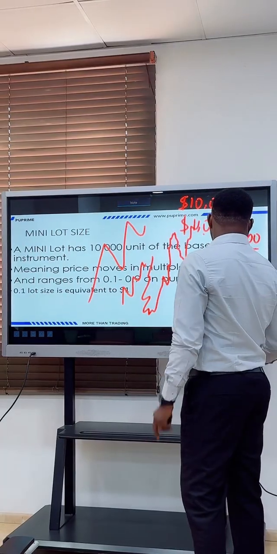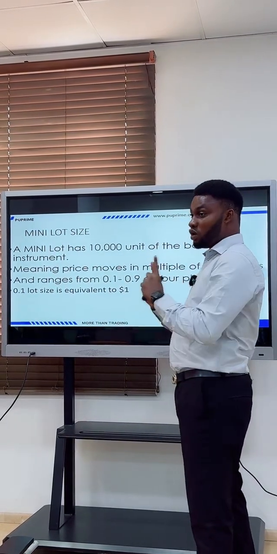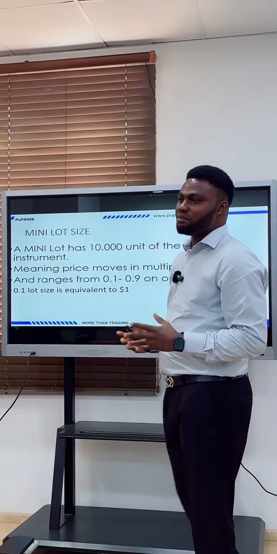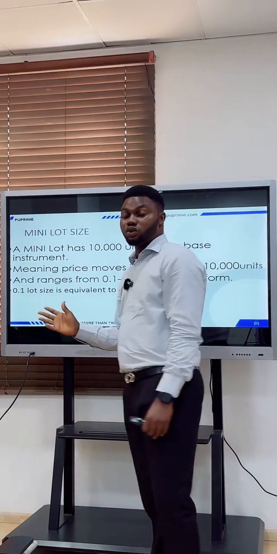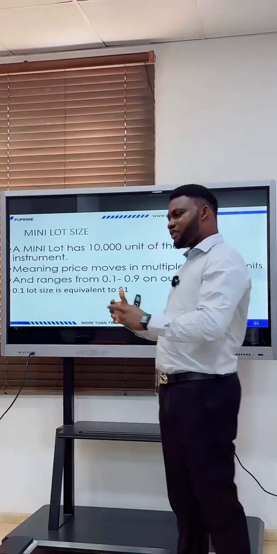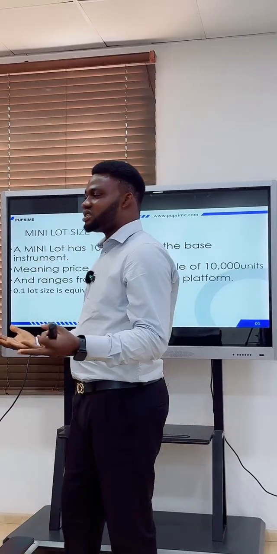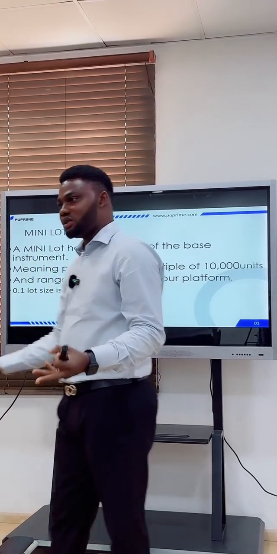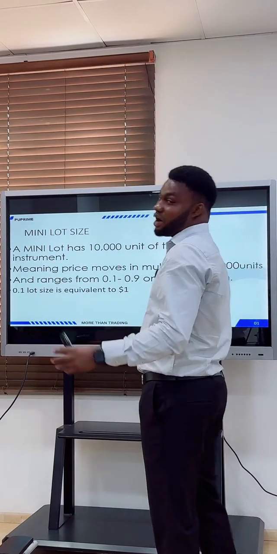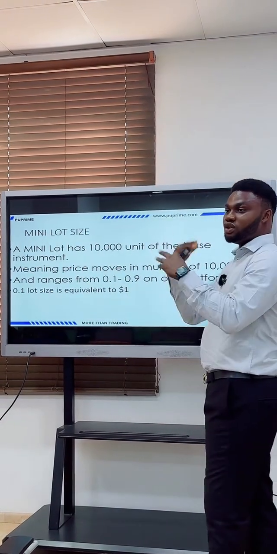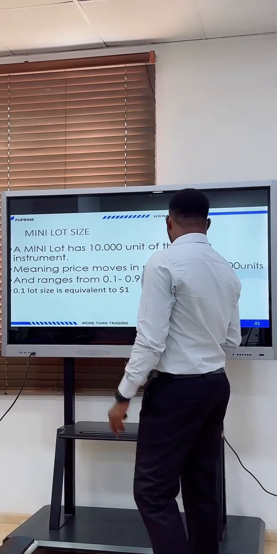So let's continue. For a mini lot size, 0.1 is equivalent to $1. That means if I make a trade and have 35 pips of profit, I have $35. We are going to get to how we pick trades and the ratio we use, so that you will understand how we minimize our loss and optimize our gain as well.